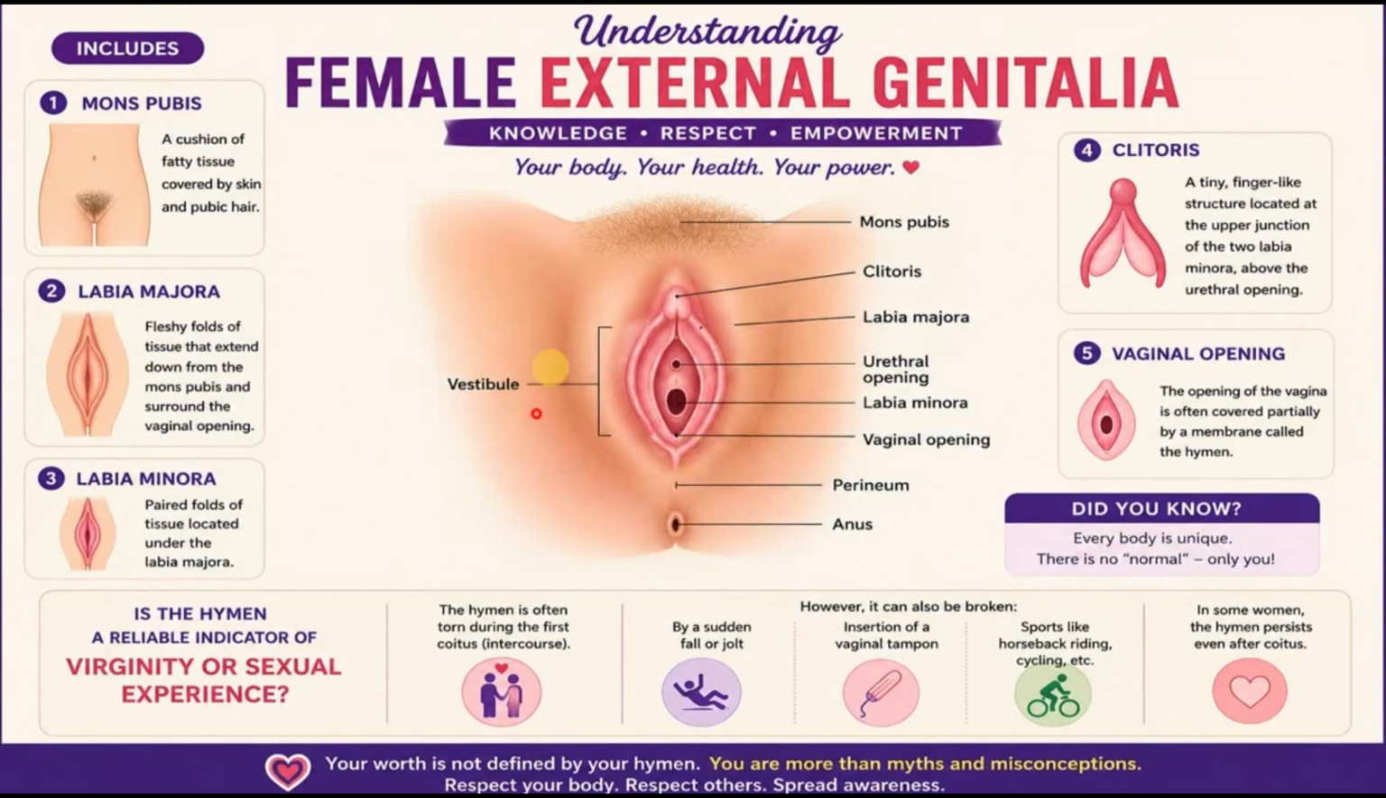The space enclosed by the labia minora is called the vestibule, which has two openings, the urethral opening and the vaginal opening. The vaginal opening is partially covered by a membrane named the hymen. The hymen was considered to be an indicator of virginity, but it is not a reliable indicator as it might rupture during physical activity, cycling, sports, and sudden falls.